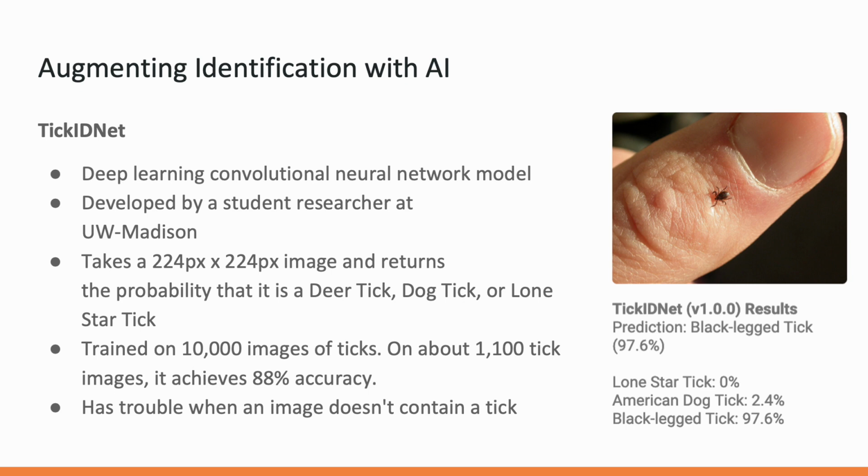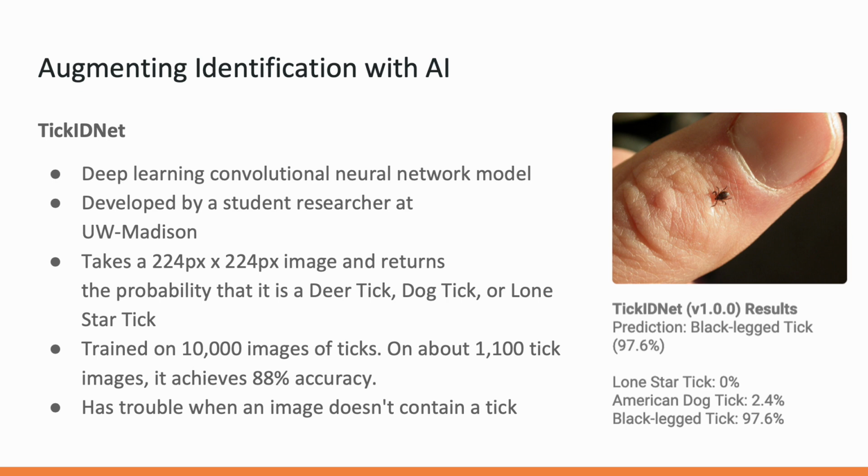TickIDNet is a deep learning convolutional neural network developed by a student researcher at UW-Madison. He used 10,000 images taken from the tick app and 2 other websites to train the model to classify pictures into one of 3 tick species that are prevalent in the Midwest and Northeast: the deer tick, the American dog tick, and the Lone Star tick.